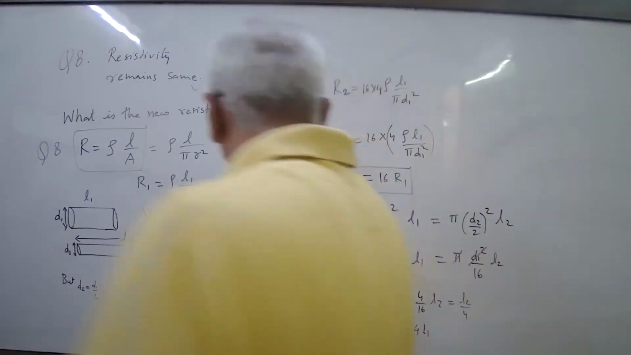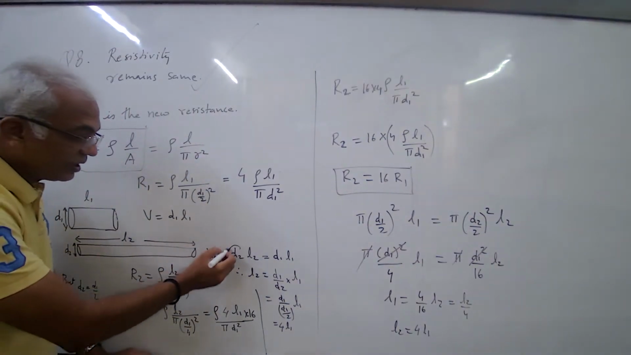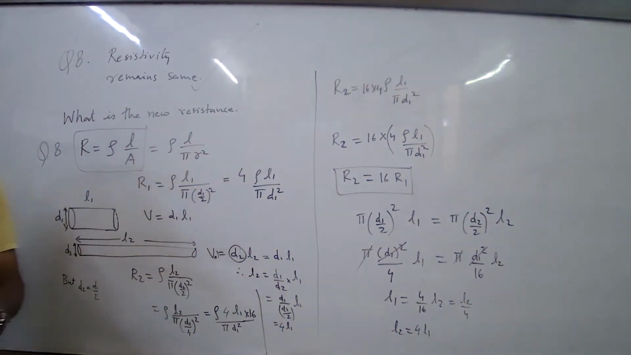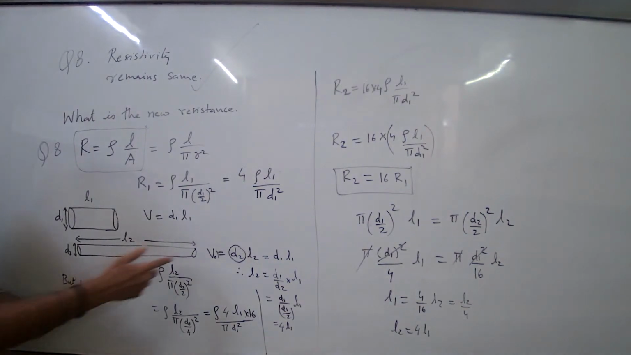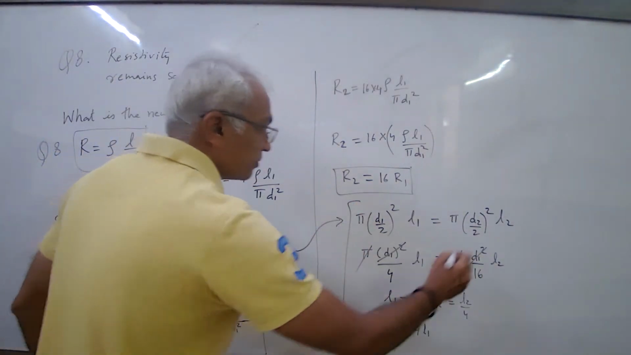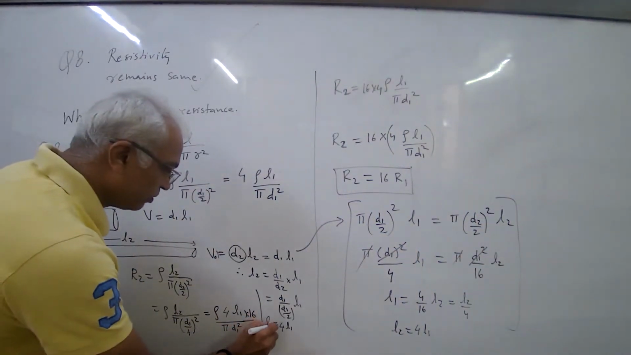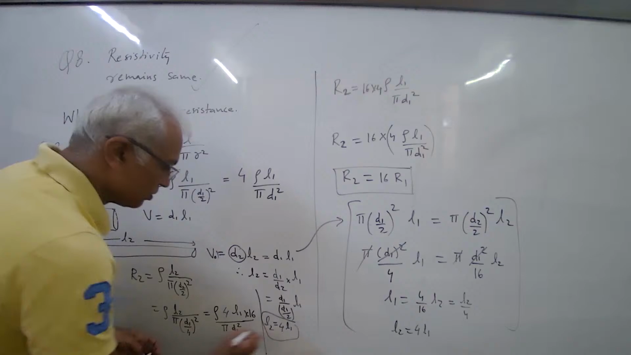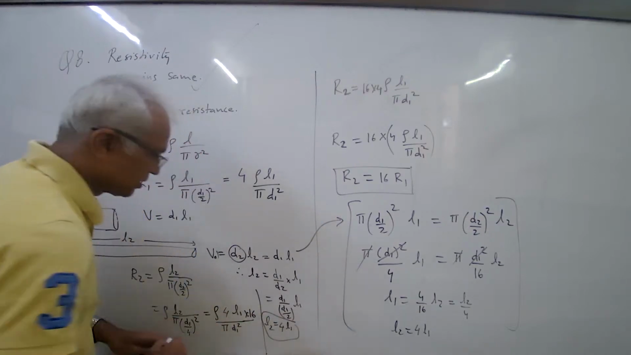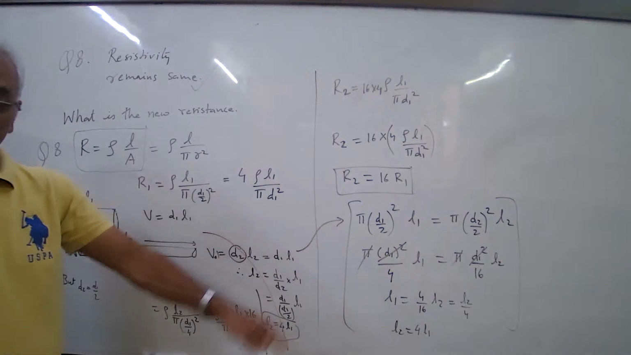So what we went wrong here is we can't say volume is diameter into length. It's area into length. So what is the area now? This is the correction. Using this, I got the length relation L2 is equal to... So this was wrong. This is wrong, this is correct.